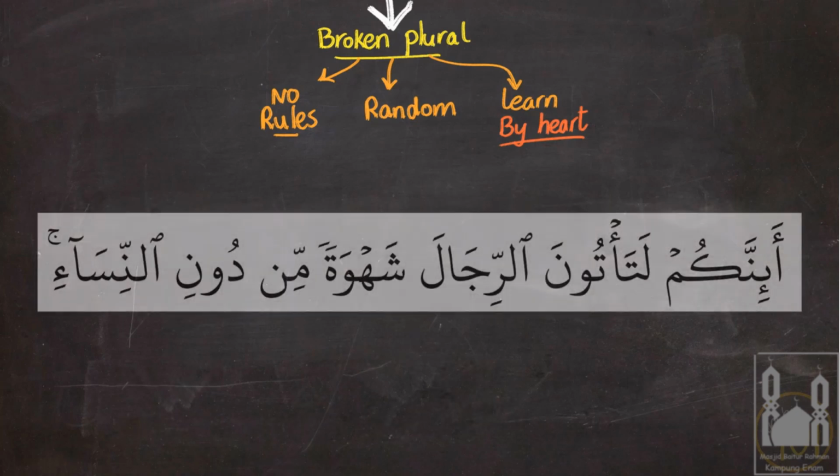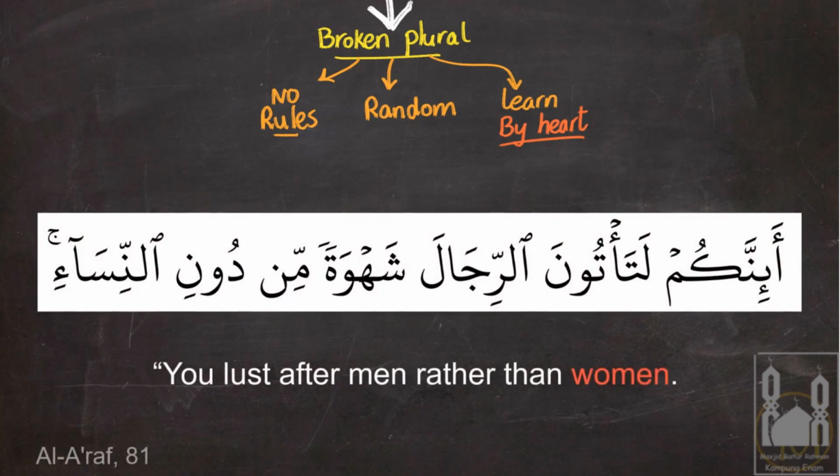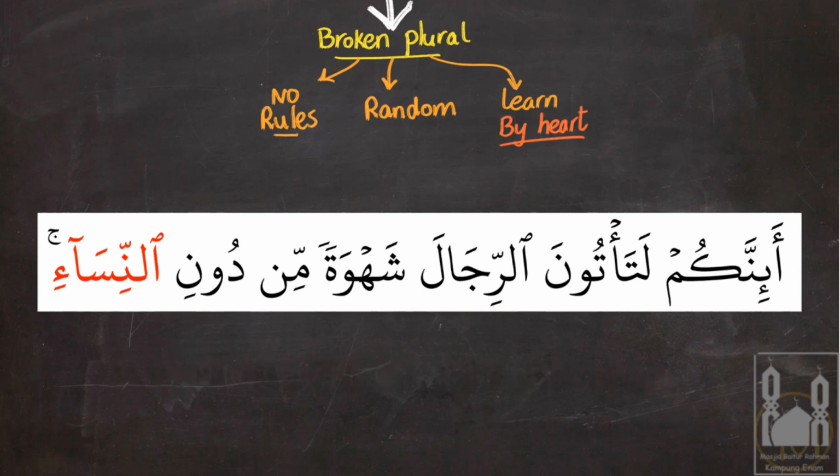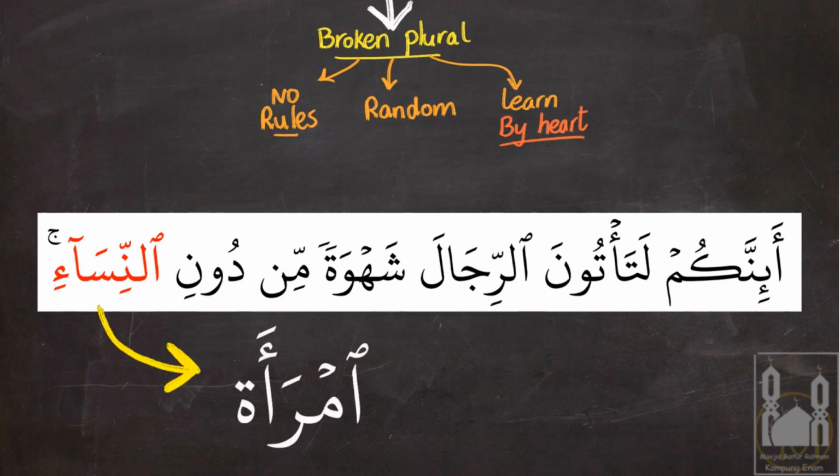Another example. أَإِنَّكُمْ لَتَأْتُونَ الرِّجَالَ شَهْوَةً مِّن دُونِ النِّسَاءِ. Here we see the word النِّسَاء, which means the women. The singular form of an-nisa is imra'a. So it is a completely different word in this case. That's why this kind of broken plural forms can sometimes be quite random.